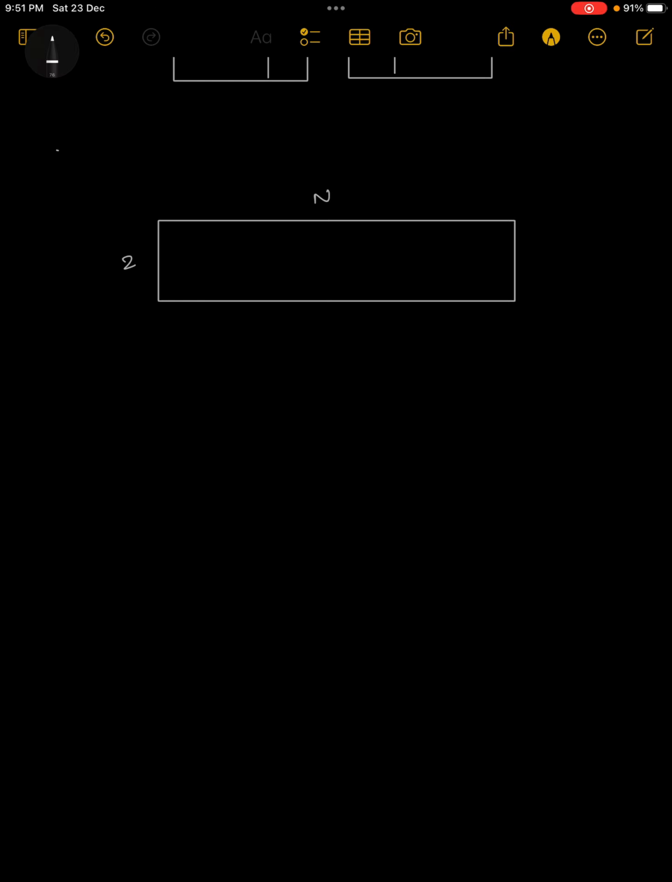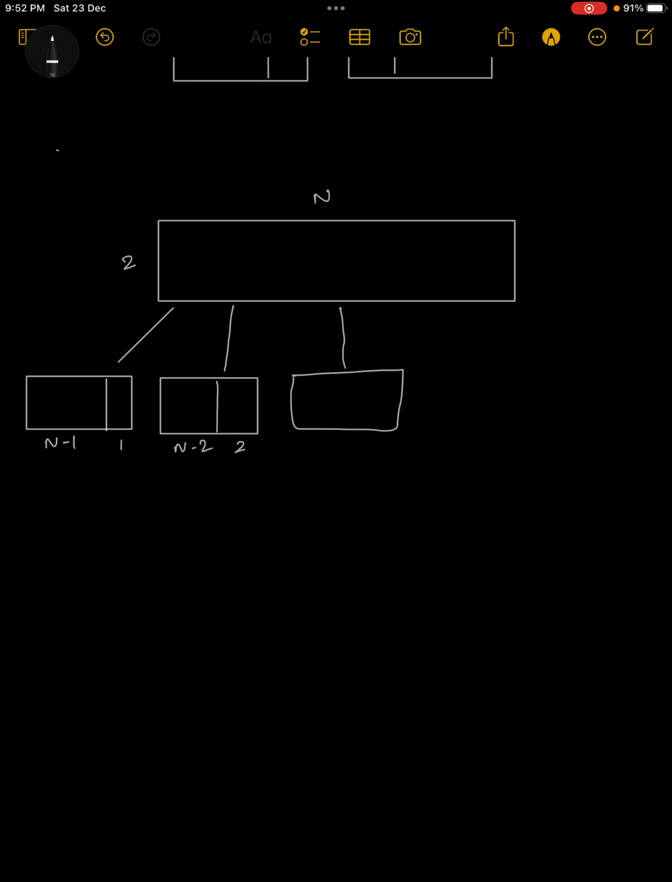Okay, so how will we partition? We will partition it something like that. Let's say there is one partition at length 1, and the remaining length will be n minus 1, and there is another partition at length 2, so the remaining length will be n minus 2. One partition could be at length 3, then the remaining length will be n minus 3. One partition could be at length 4, and the remaining partition would be n minus 4, like that.